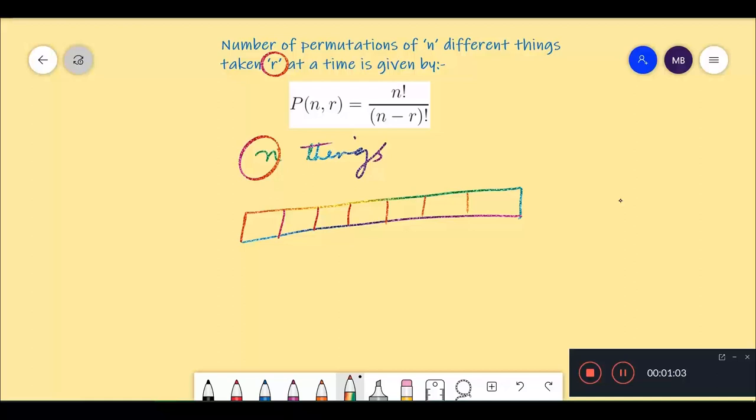So the number of ways to fill the first box, we have 1, 2, 3, 4 up to r things. The number of ways to fill this first box is definitely n, because we have n objects. So there are n ways to fill up this first place. Since repetition is not allowed, the number of ways to fill the second box will definitely be n minus 1. Why n minus 1? Because one object has already been used to fill the first place, and that cannot be repeated in this second place. So there will be n minus 1 ways to fill up this second place.